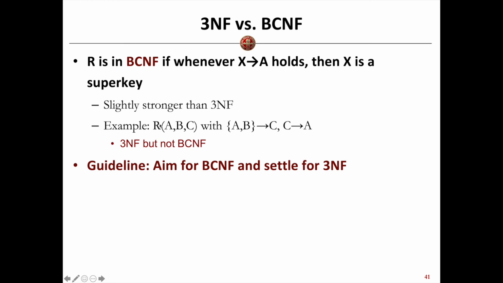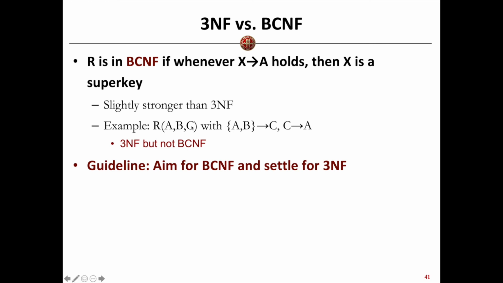We have an example in this page. Let's assume we have a relation R with A, B, C as attributes. We have two FDs: A, B implies C, and C implies A. First of all, what is the key for the relation? We know for the relation we have AB as the key, right? Because AB can imply all the attributes, and none of its subsets can imply all the attributes.